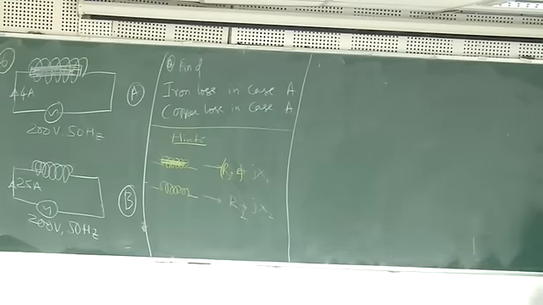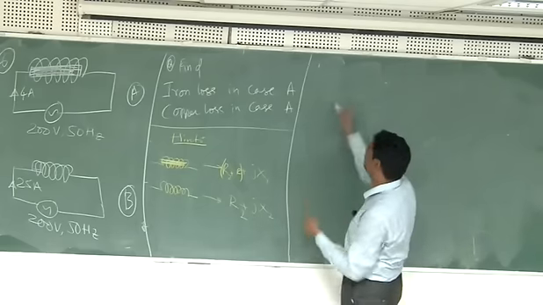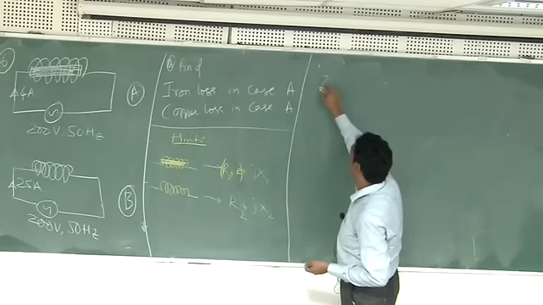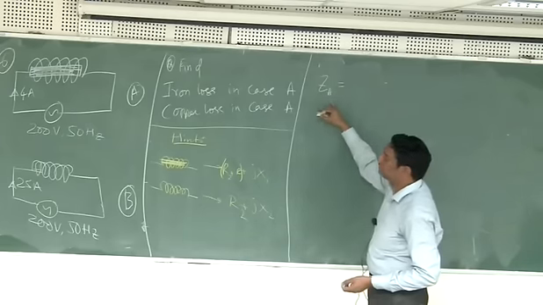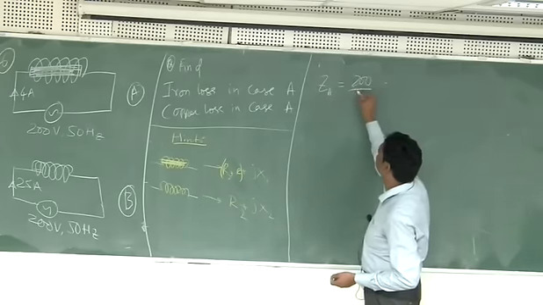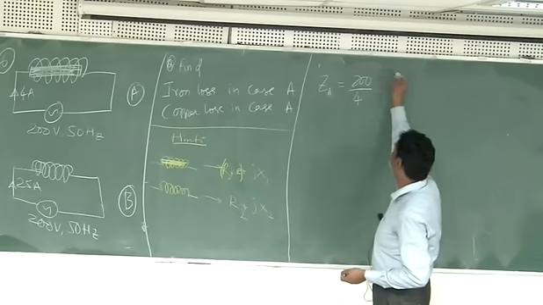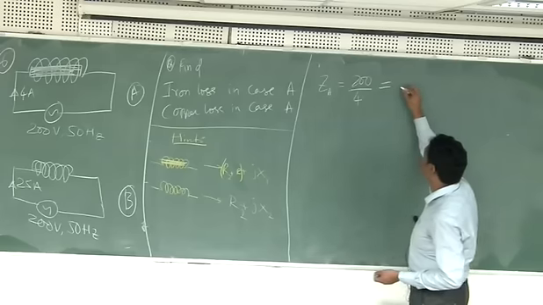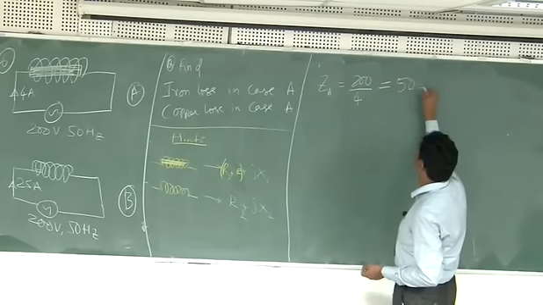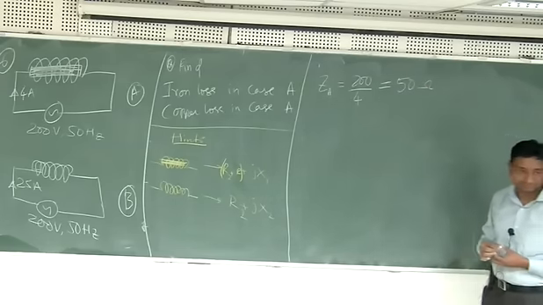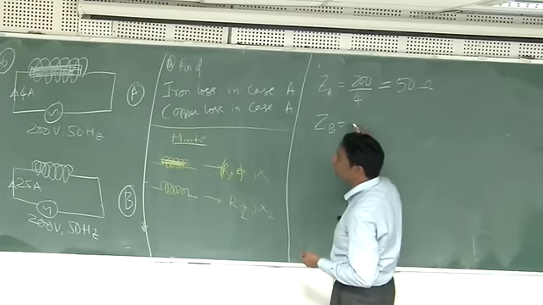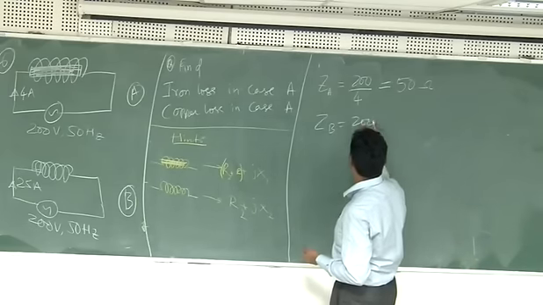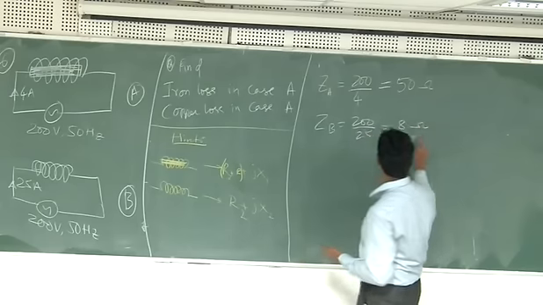I'll go ahead and quickly try to solve this. What is the impedance in the first case? ZA, the impedance in case A, is 200 divided by 4, V by I. So that will be 50 ohms. What will be the impedance in the second case? That will be 200 divided by 25. That will be 8 ohms.